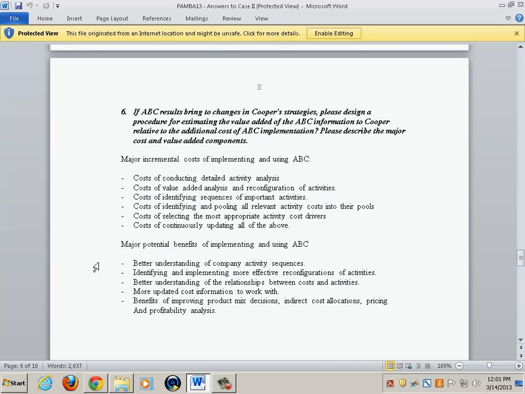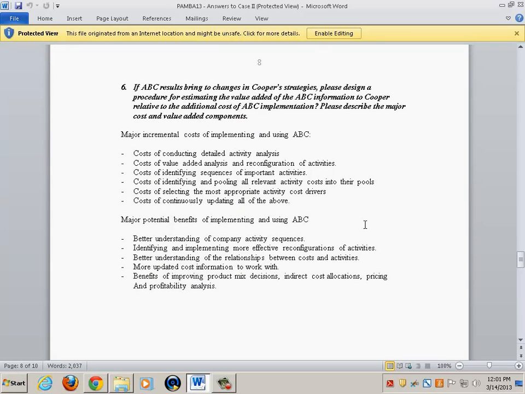The analysis can be edited, to see which activities add value more, which add value.